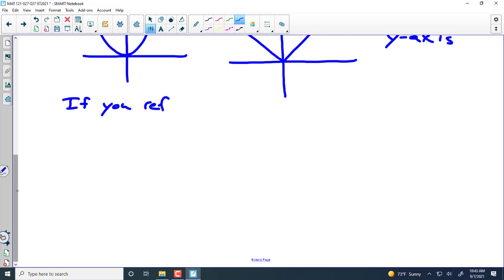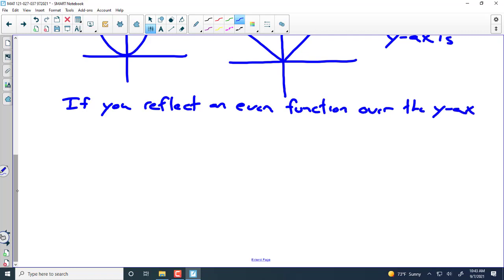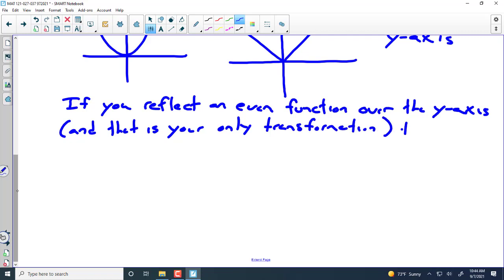If you reflect an even function over the y-axis, and that is your only transformation, the graph will not change. Even functions have the characteristic that if you reflect them over the y-axis, then they will not change at all because they're already symmetric about the y-axis. So you will see no difference when you do that.